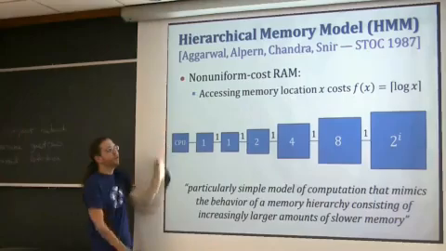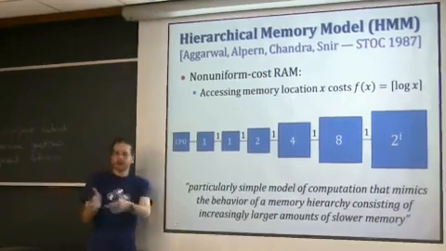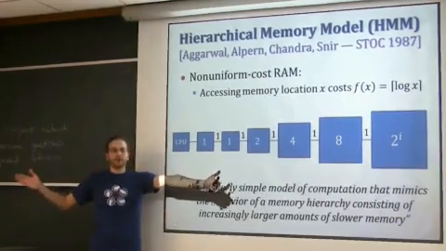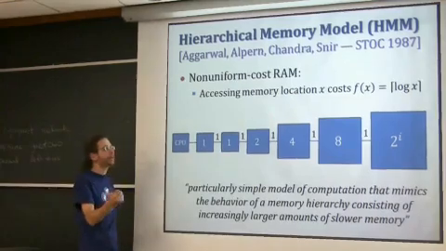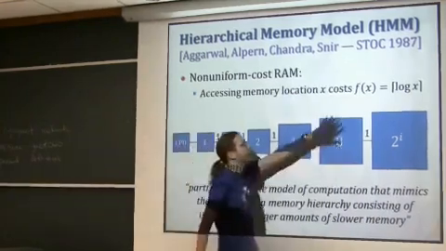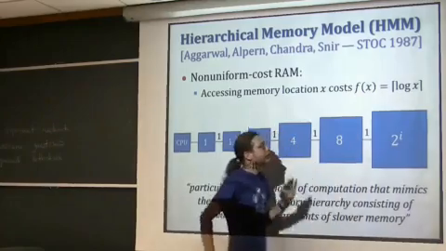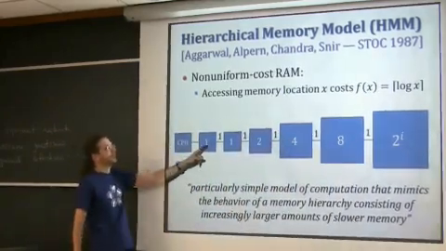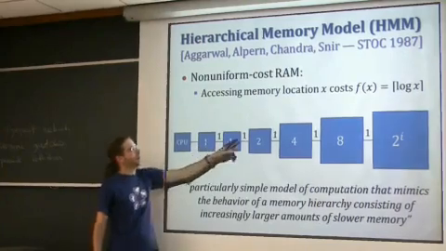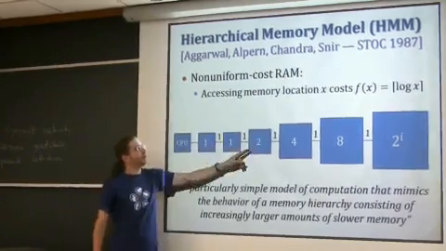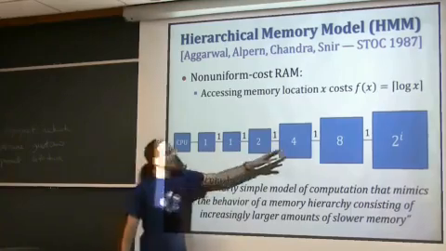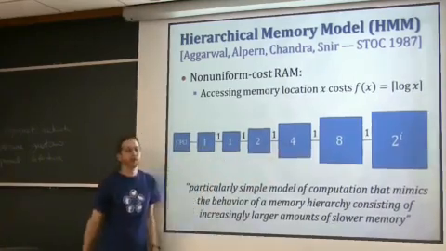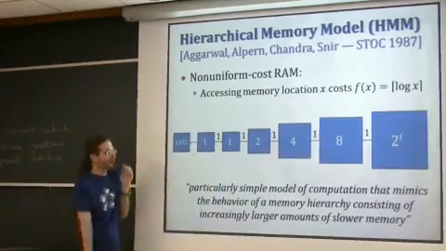It says, so it's a RAM model, so you've got your memory as an array. If you want to access position x in the array, you pay f of x. And in the original definition, that's just log x. So what that corresponds to is the first item is free. Second item costs 1. The next 2 items cost 2. The next 4 items cost 3. The next 8 items cost 4, and so on. So it's exactly this kind of memory hierarchy.